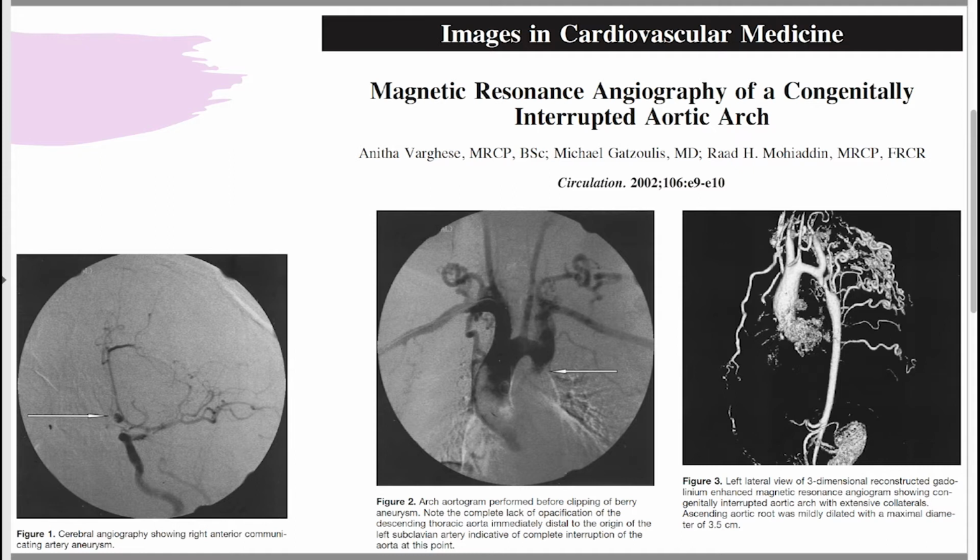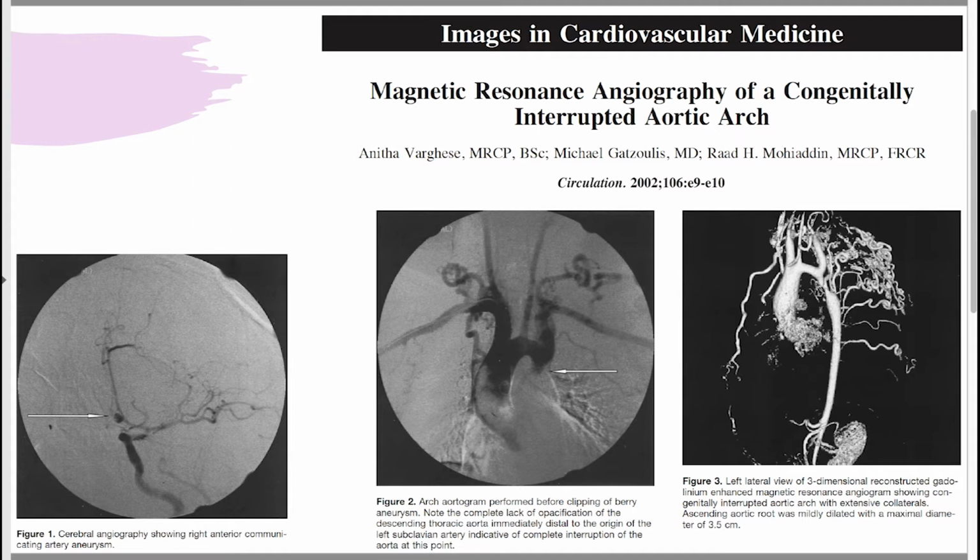Aortic coarctation is associated with cardiac defects such as bicuspid aortic valve, VSD, and mitral valve defects. Non-cardiac associations include intracranial berry aneurysms. Quite a few collaterals are seen on this image. Percentage of collateral blood flow can be calculated using CMR.